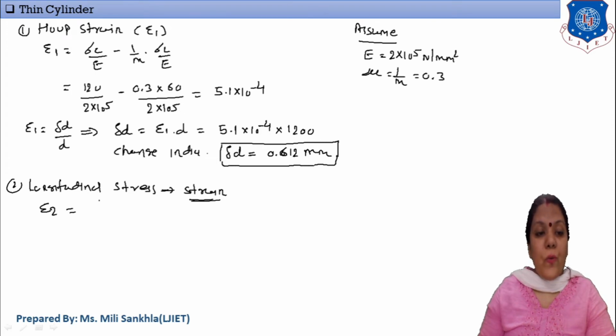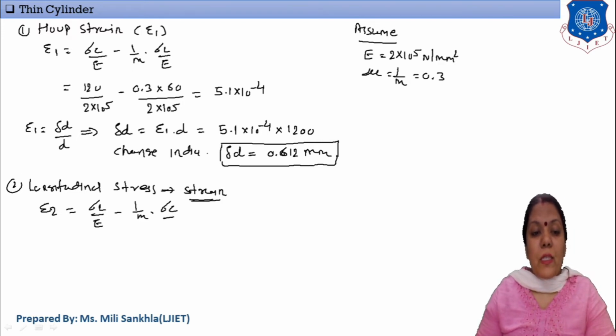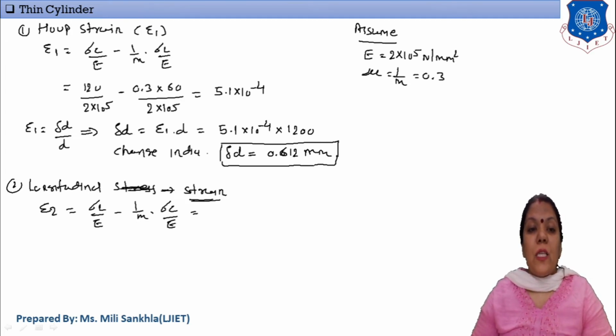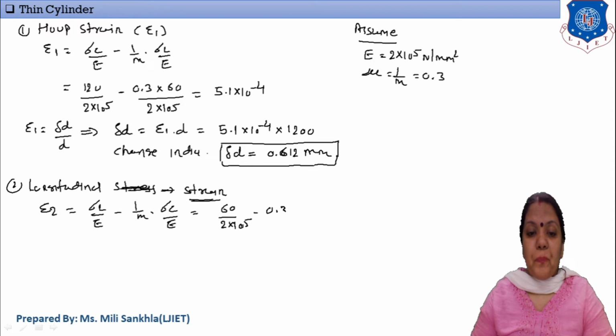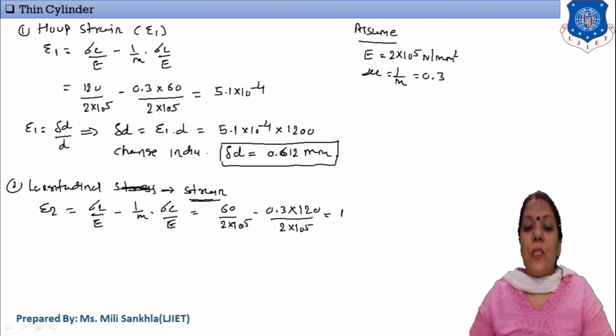The equation of this strain is epsilon 2 is equal to sigma L by E minus 1 by m into sigma C by E. Here stress is not written, only strain. Now the value of sigma L is 60 by 2 into 10 raised to 5, and 1 by m, that means mu, is given as 0.3, and this sigma C is 120, divided by Young's modulus 2 into 10 raised to 5. My answer for epsilon 2 is 1.2 into 10 raised to minus 4.